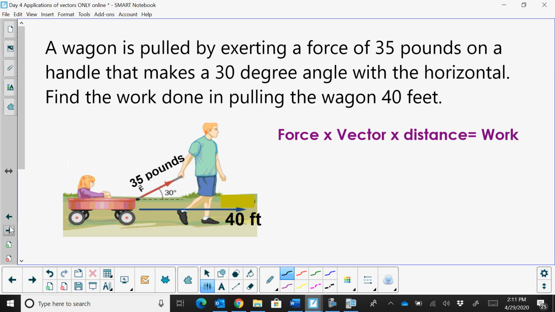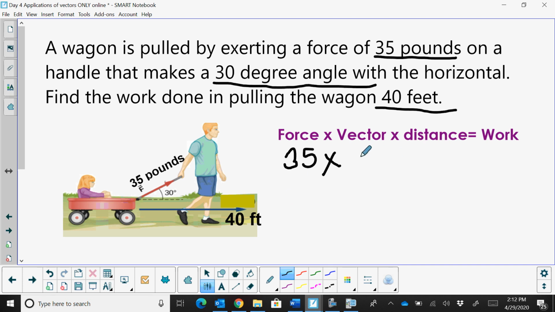Okay, here's one with a wagon. We're pulling a wagon and exerting a force of 35 pounds on the handle, and the handle is at a 30-degree angle with the horizontal ground. How much work is going to be done to pull that 40 feet? So the force or the weight is 35. The vector, again, we're pulling in the horizontal direction, so we're going to take the cosine, which is my horizontal direction, of 30 degrees times the distance of 40 feet.